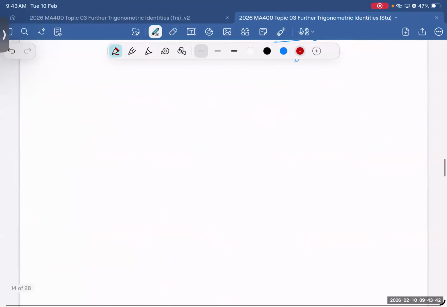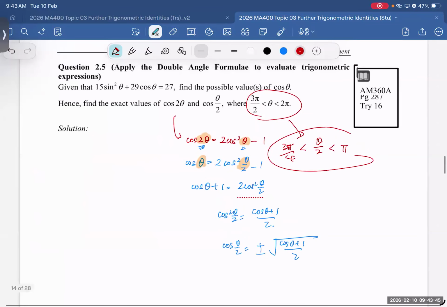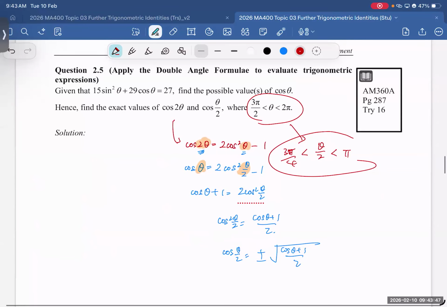Okay. Then question 2.5. Question 2.5 is also what we call the half angle formula. It basically says that the idea of double angle formula is not that you must see 2x and x, or 2 theta and theta. It's rather you will see a relationship, right?